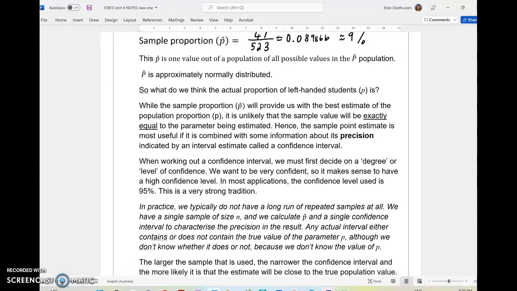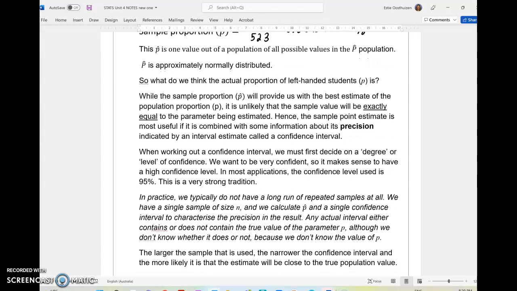All right, so again, I'm just going to read, please stay with me. It says, what do we think the actual proportion of blue-eyed students is? While the sample proportion P hat will provide us with the best estimate of the population proportion P, it is unlikely that the sample value will be exactly equal to the parameter being estimated. Hence, a sample point estimate is most useful if it's combined with some information about its precision, indicated by an interval estimate called a confidence interval.